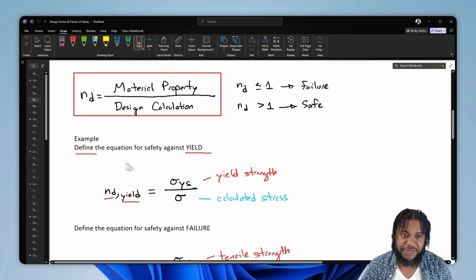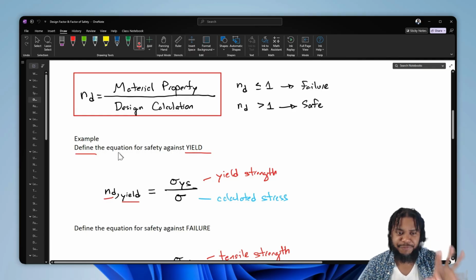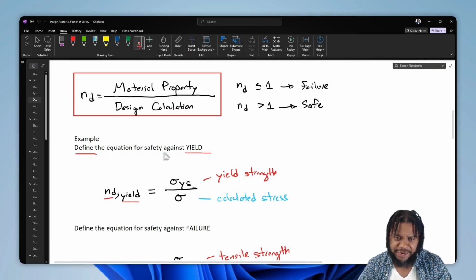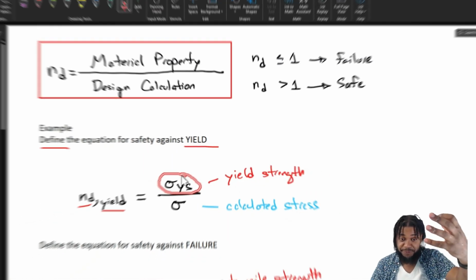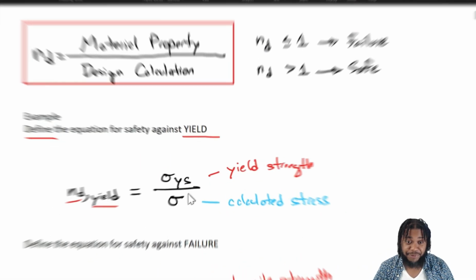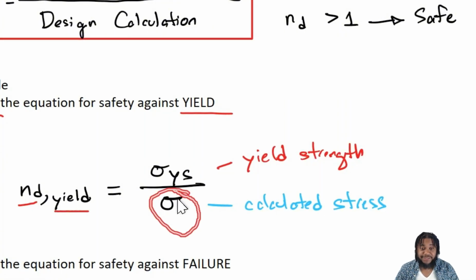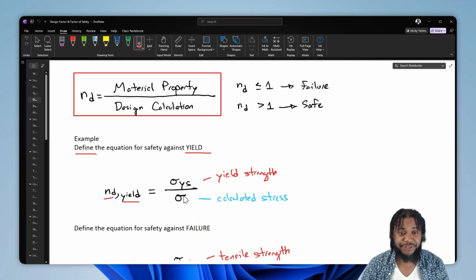Now, an easy example would be just, hey, let's define the equation of safety against yielding. Well, the safety factor against yielding is the material property of the yield strength in the numerator divided by the calculated stress, the stress that is in our design. And if that stress is less than the yield strength, then our N is greater than 1, and we have a safe design against yielding.